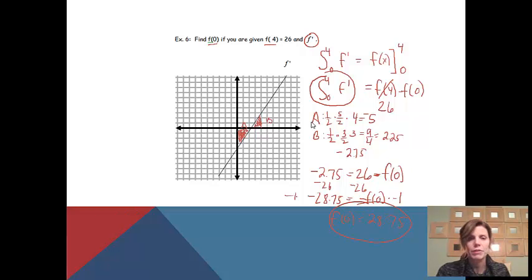So again, I was able to find my answer, and I was able to use the fundamental theorem of calculus to do that. So hopefully now you can use the fundamental theorem of calculus to solve problems also.